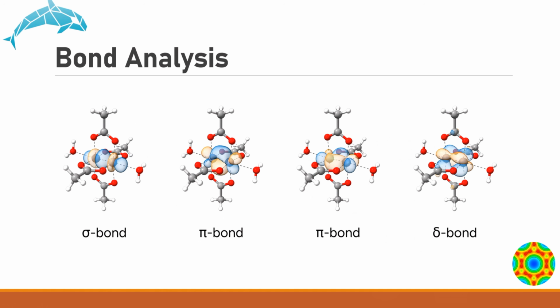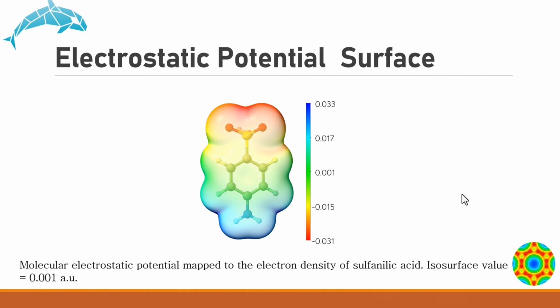Then bond analysis. So we can see what kinds of bonds are present in our molecule. If you see, the first one is a sigma bond, the second one is a pi bond, this also a pi bond, and the fourth one is a delta bond.